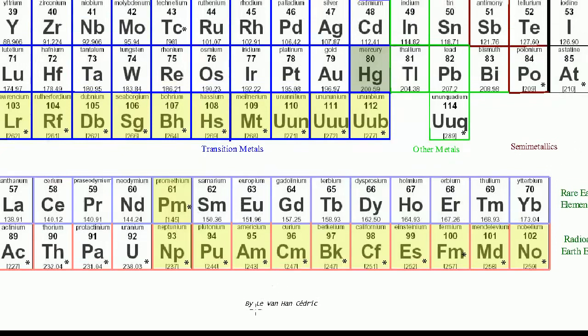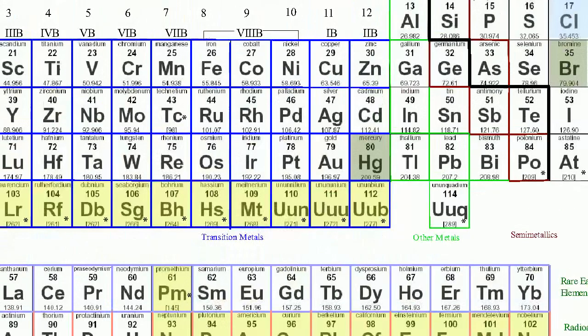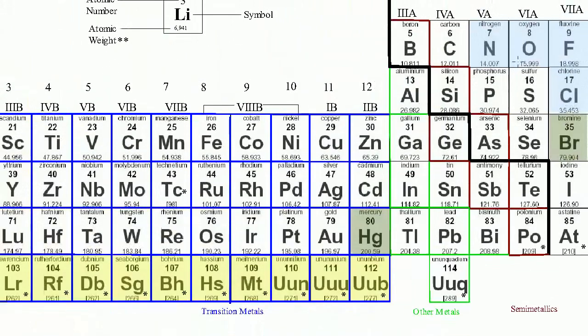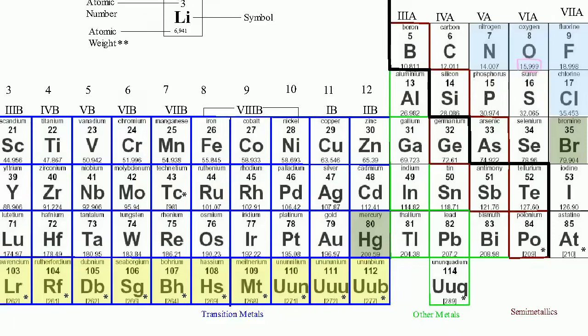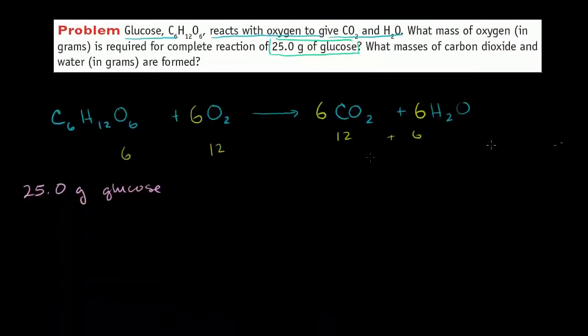And I want to give proper credit to the person whose periodic table I'm using, Levon Han Cedric. I got this off of Wikimedia Commons. It's a Creative Commons attribution license, so I want to make sure I attribute the person who made the periodic table. But we have oxygen. It has an atomic weight of 15.9999. Usually it's given as 16, but I'll just write it like that. So oxygen is 15.999. And we're going to have to figure out carbon and hydrogen.